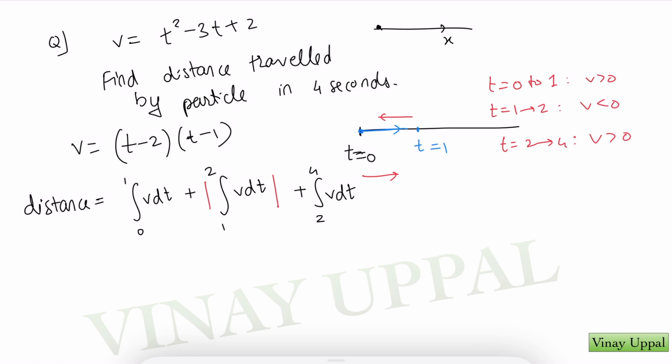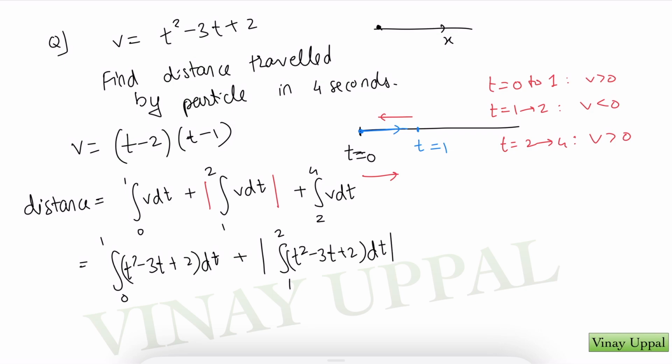Now it's just a basic case of integration, so let's just quickly do that. Integral of t square minus 3t plus 2 dt from 0 to 1 plus the modulus of integral from 1 to 2, t square minus 3t plus 2, plus the integral from 2 to 4, t square minus 3t plus 2 times dt. So I've just replaced the velocity by the expression given to us, and then it's a very simple case of integration, so you can do the calculation on your own, and the answer comes out to be 17 by 3. So this will be your final answer, the total distance travelled in 4 seconds.